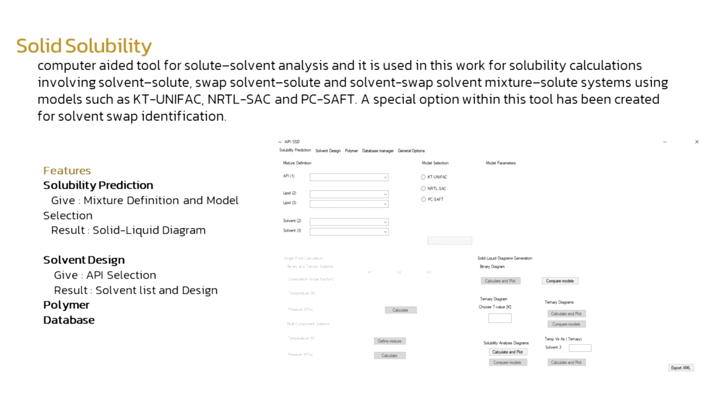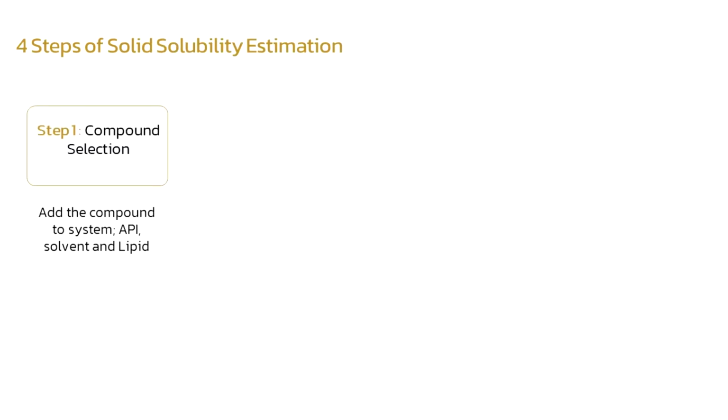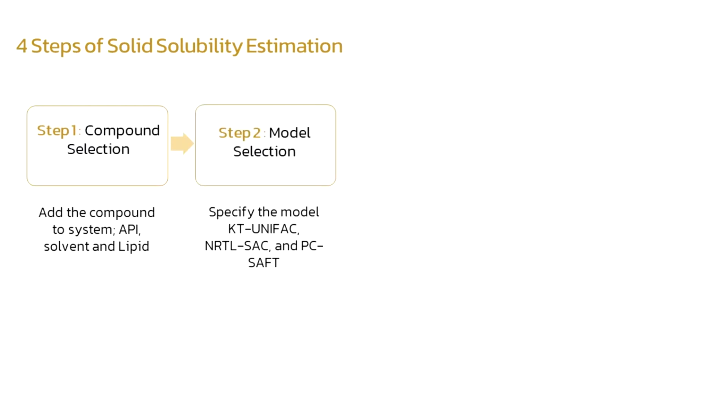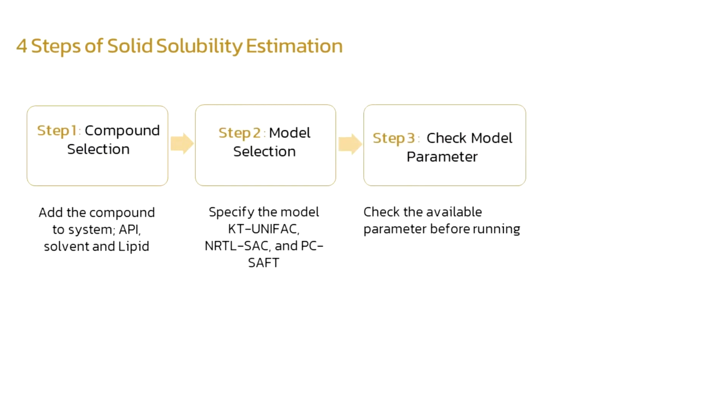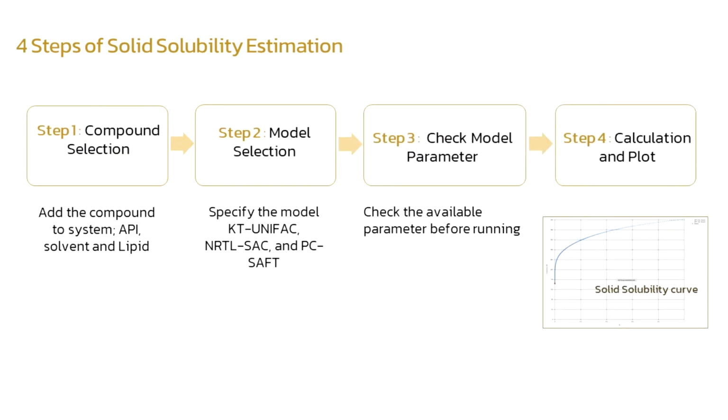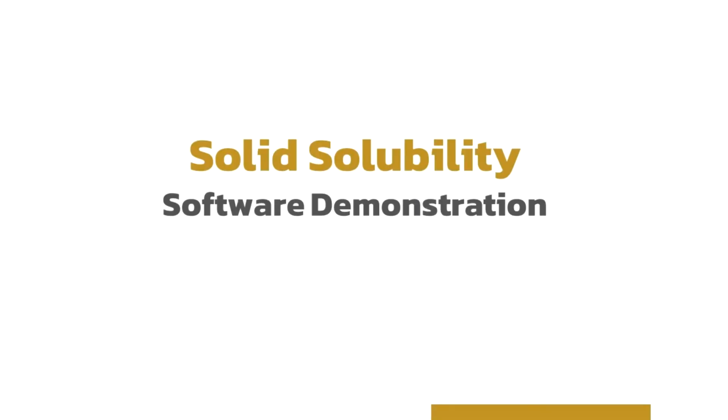Then, the user can select only the solvents that match the requirement and do the validation through experiment. For polymer, mixtures containing polymer can be evaluated. And for the database, API, lipid, and solvent databases are available. The process of solid solubility estimation has 4 steps, starting with compound selection, where the API, solvent, and lipid will be specified. Then, select the model, check the model parameters before running, and finally calculate and plot the solubility curve.